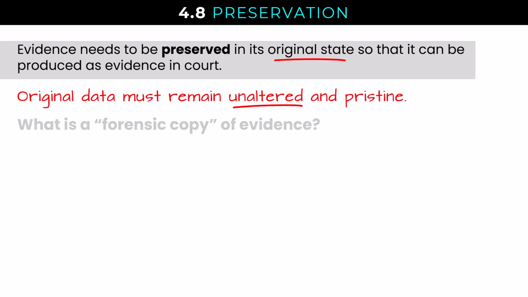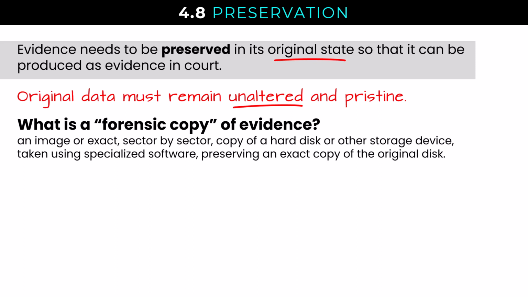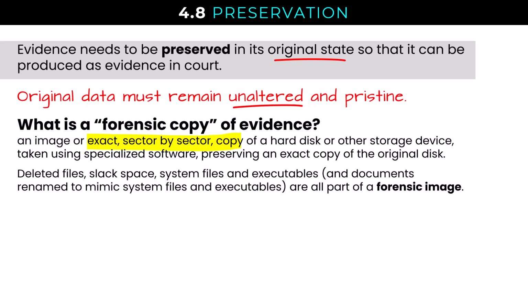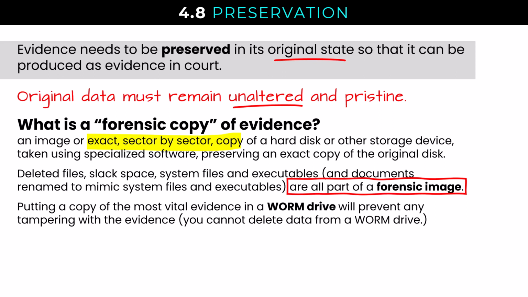And that's where a forensic copy of evidence can come in handy. So what is a forensic copy exactly? It's an exact sector-by-sector copy of a hard disk or other storage device taken using specialized software, which preserves an exact copy of the original disk. So deleted files, slack space, system files, executables, and documents renamed to mimic system files and executables are all part of a forensic image.